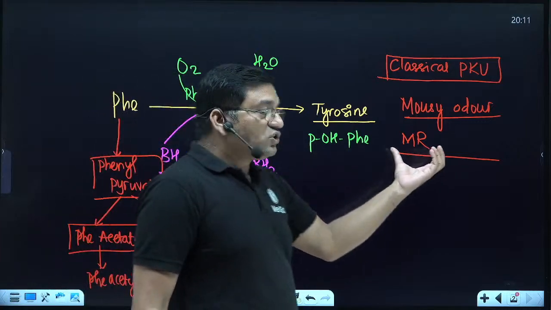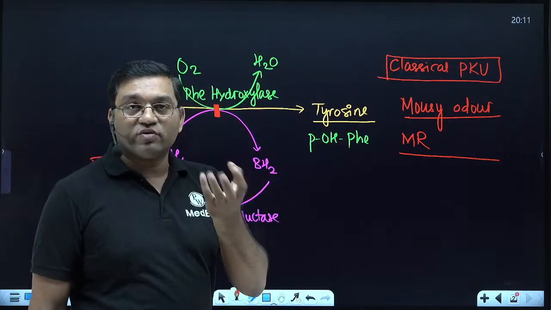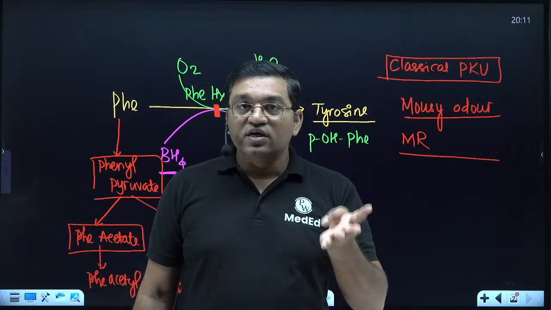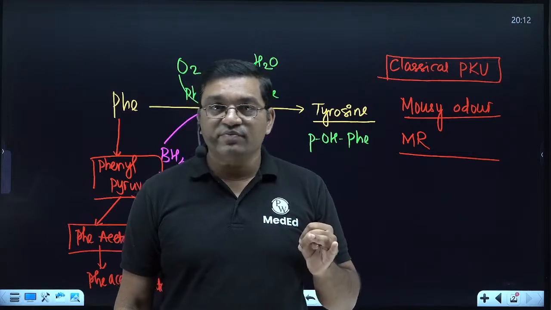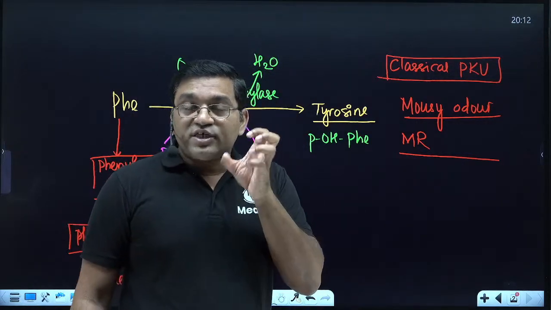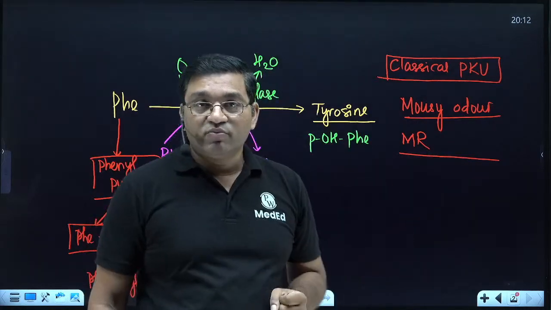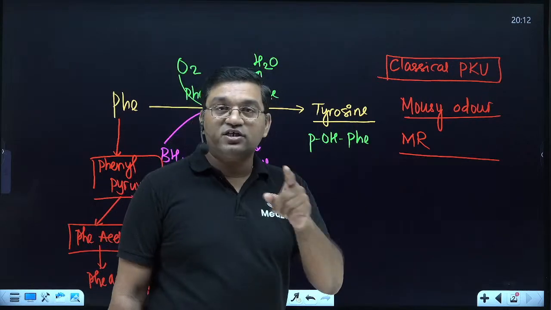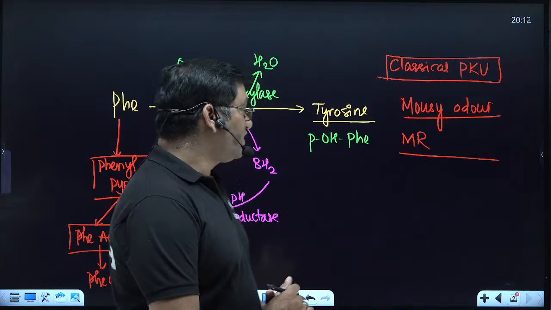Because of accumulation of phenylalanine and blockade in this reaction, there is no synthesis of the neurotransmitters dopamine, norepinephrine, epinephrine. Again, it hampers tryptophan metabolism, so there is decreased serotonin production. That's why mental retardation is there. So these are the two important reasons behind the mental retardation in patients with PKU.